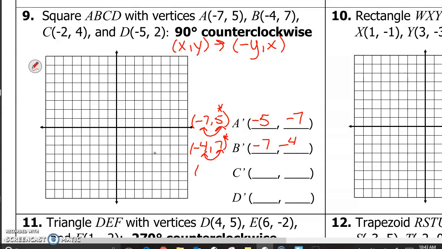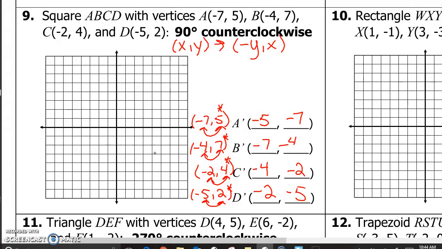C, negative 2, positive 4. So they switch, and the y becomes the opposite sign. So the opposite of 4 is negative 4, and negative 2. So this is the same for x. Okay, and D, negative 5, 2. Switch it, becomes the opposite. So negative 2, negative 5.